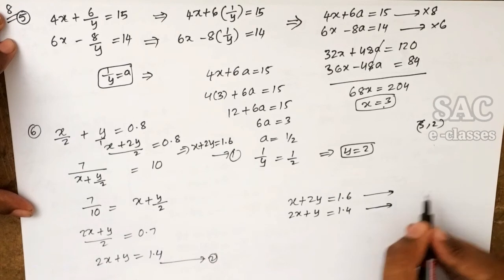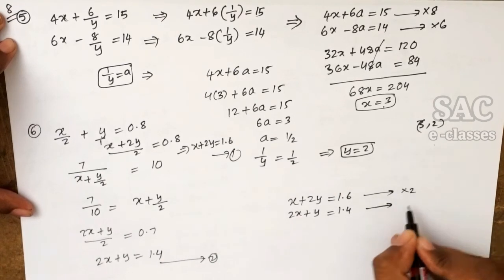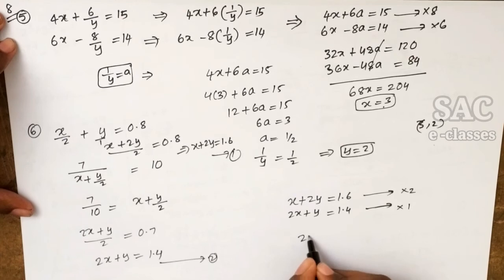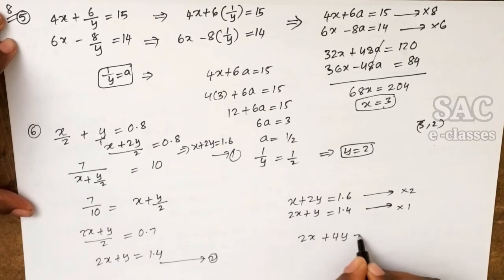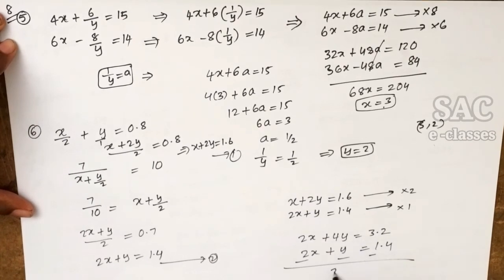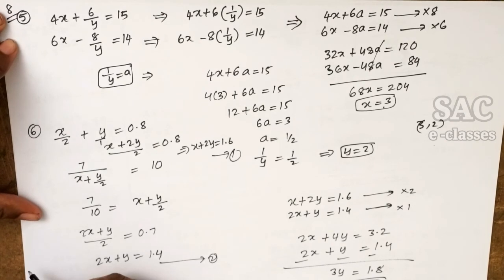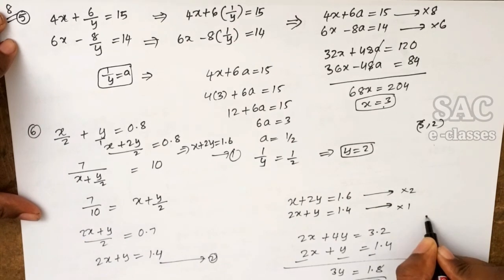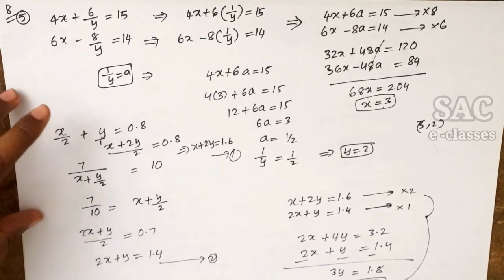To solve this one, I want to eliminate the x term, multiplying with 2 and here multiplying with 1. 2x plus 4y is equal to 3.2. You got that y value is 0.6. Then you can find out the x value by substituting in either equation 1 or equation 2. Let's move to the next problem.